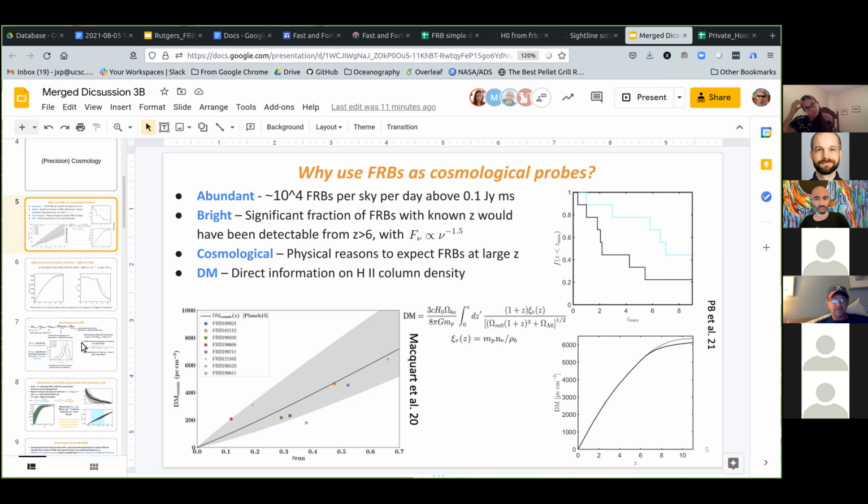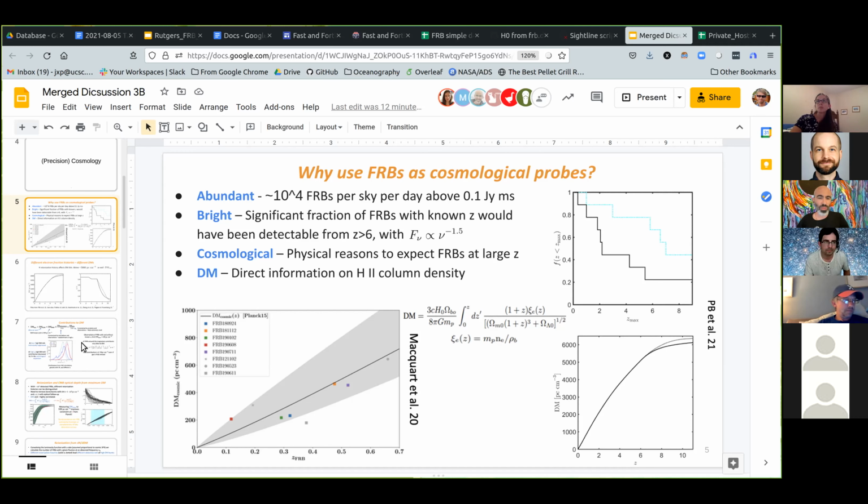So one exercise that we have done, just as an example of what we mean by the fact that they are bright, is if you take the bursts with known redshift, and you just put them at a higher redshift at 6 and above, and you ask how many of them are detectable, and even take a quite conservative spectrum, going here as 2^-1.5 on average, then still tens of percents of FRBs would be detectable even above 1 Jansky millisecond threshold. So that means that basically you can take the FRBs that we already know exist, put them at those high redshifts, and a good fraction of them should be detectable.